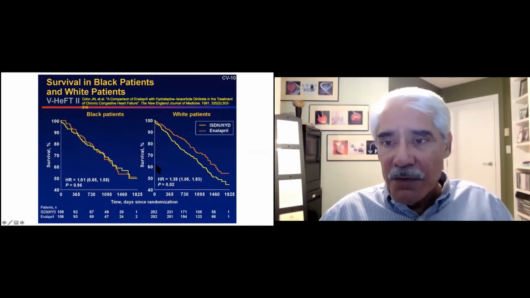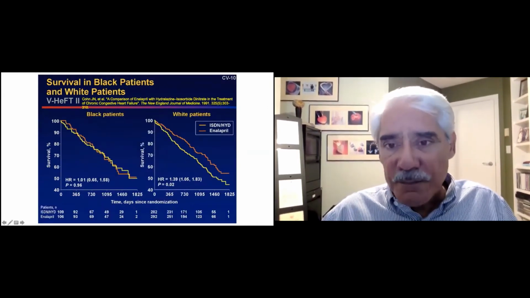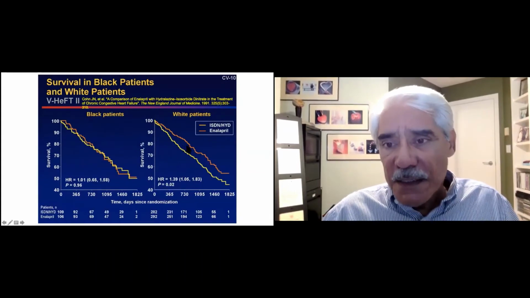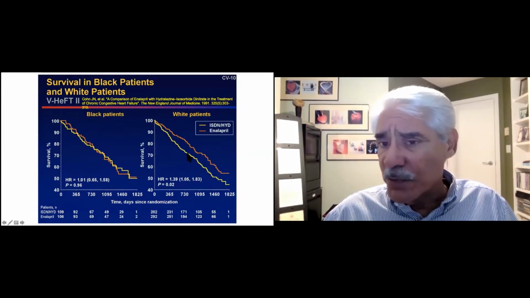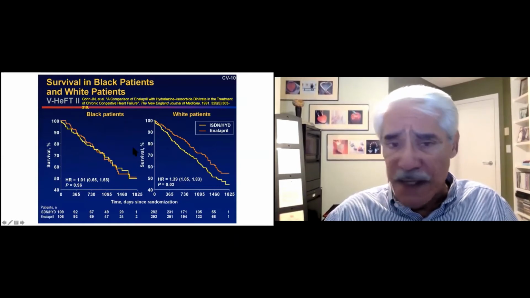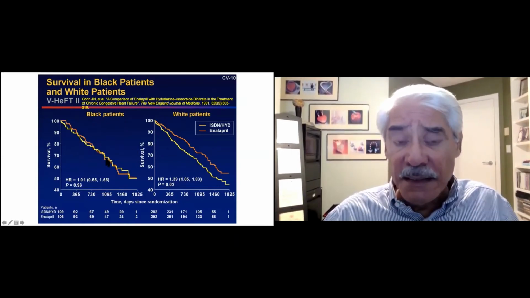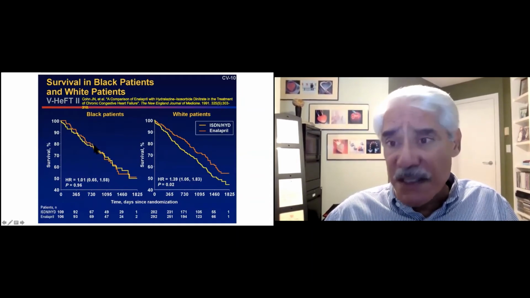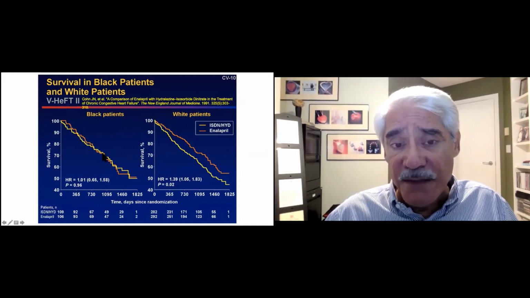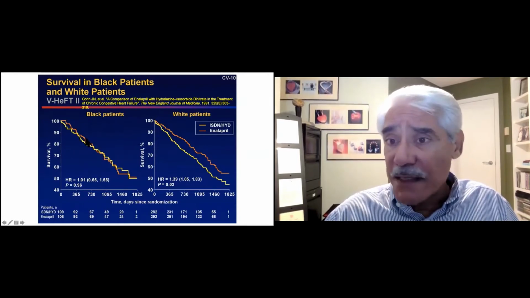But again, if you look at the racial differences, in white patients, there was no question that the ACE inhibitor was far more effective, and the hydralazine nitrate combination was not effective in white patients, and the mortality was higher. But in Black patients, the hydralazine nitrate combination was just as effective in improving survival compared to the ACE inhibitors.